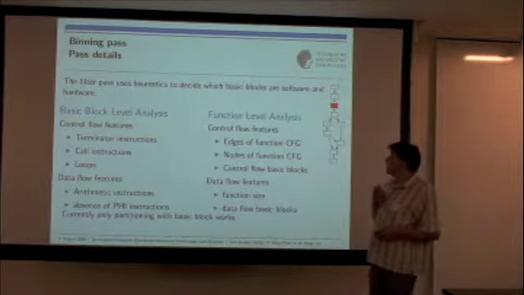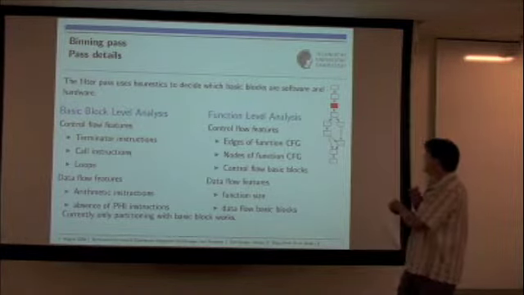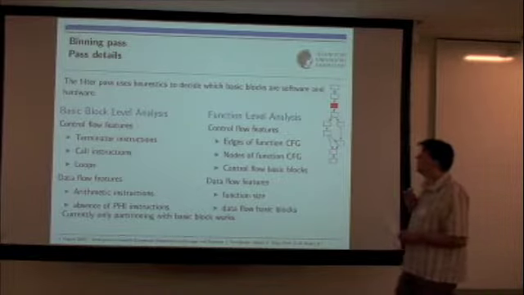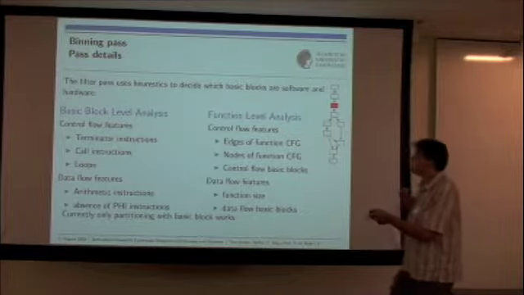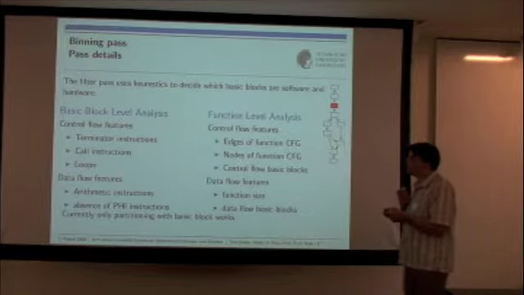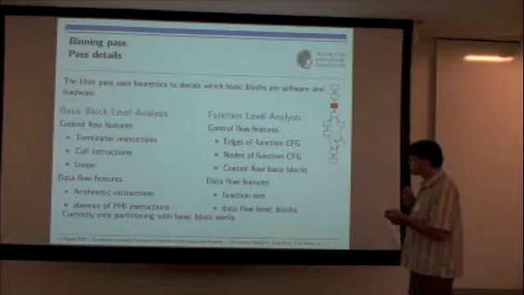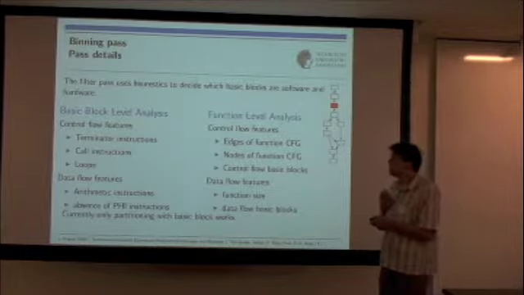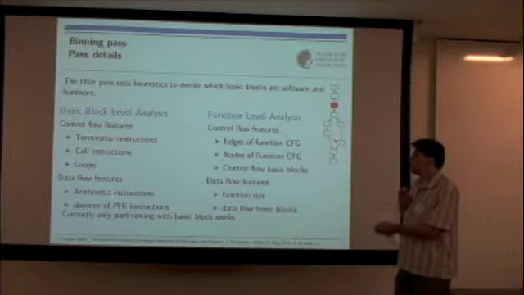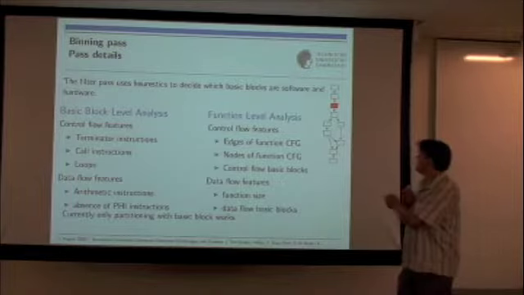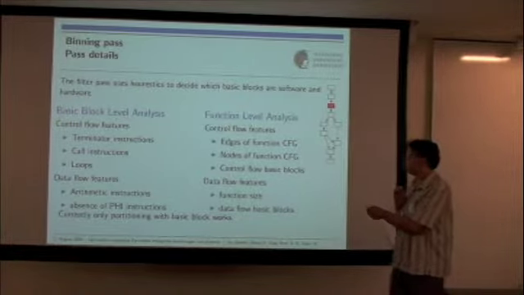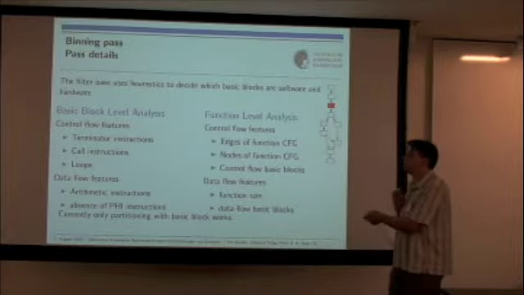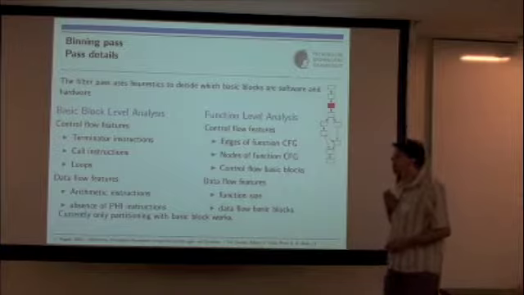Okay, and now I'm getting more to the details. On the right-hand side, you can see the design flow, and we're currently over here in the binning pass. The binning pass is a simple heuristic, and it decides which basic blocks are software and which are hardware. Currently, the whole design flow works only on basic blocks. However, the binning pass can also work on the function level, but the other, especially the hardware part, is not working on the function level. So I'm going to focus on the basic block level.